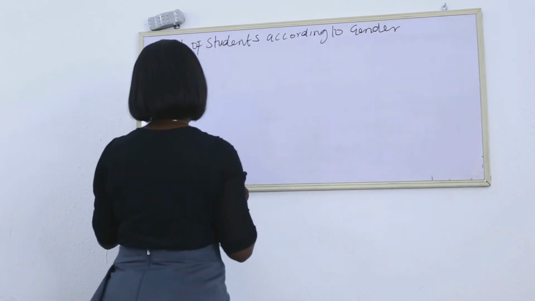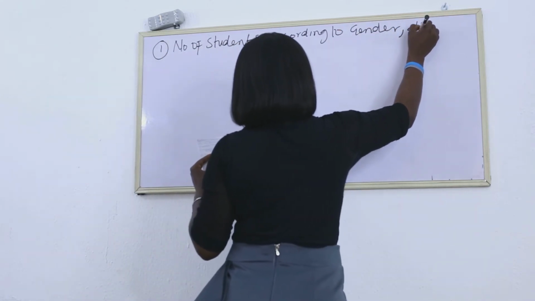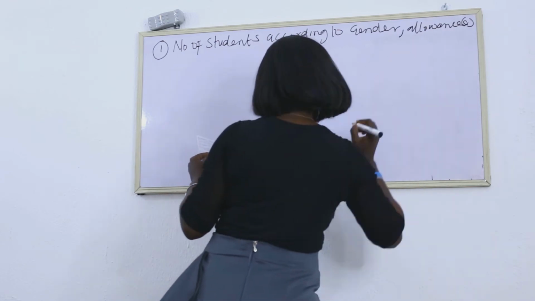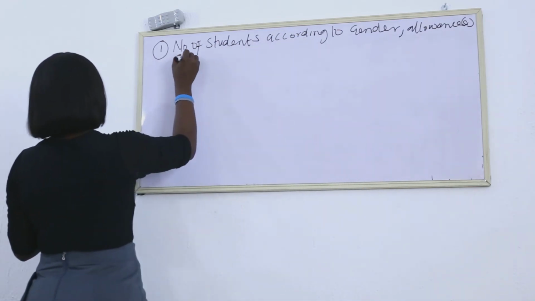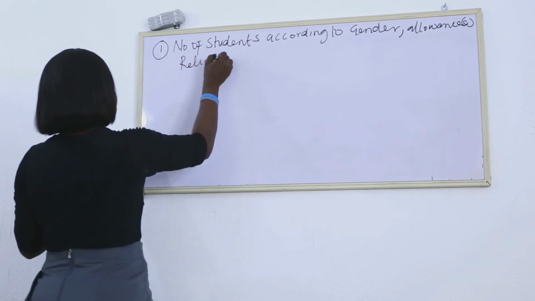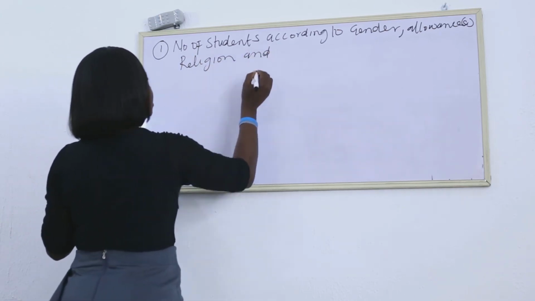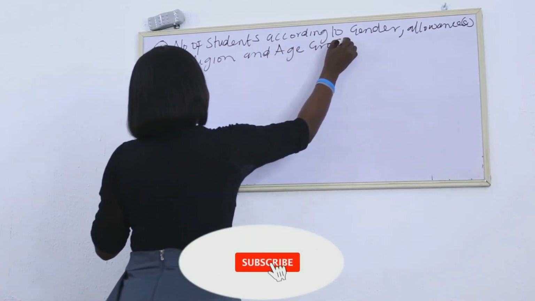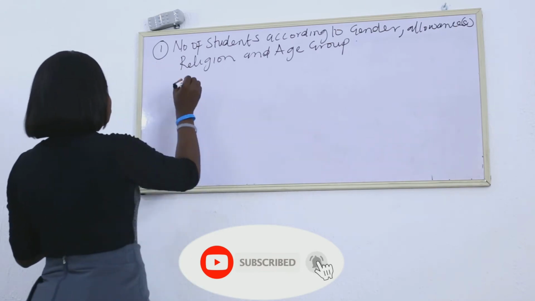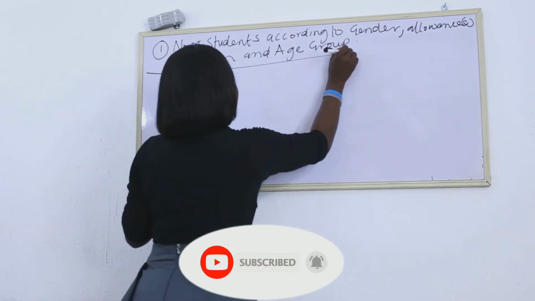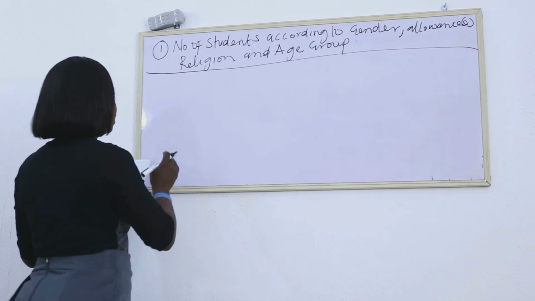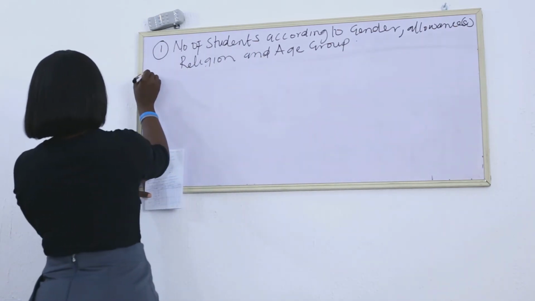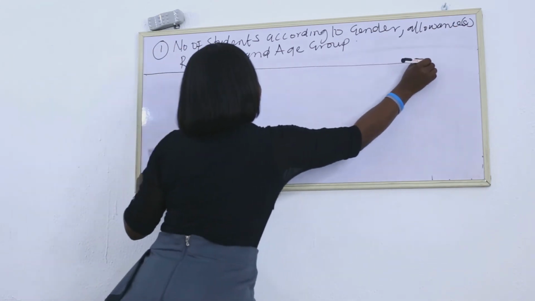Gender, allowance or allowances, religion, and the last one is age group. Every table must be given a suitable title. That is not straight. So I want to try to make it straight, please.